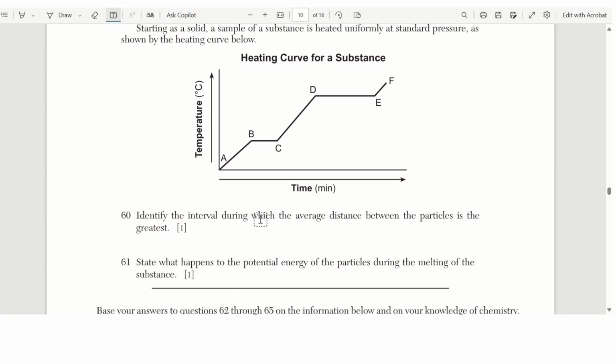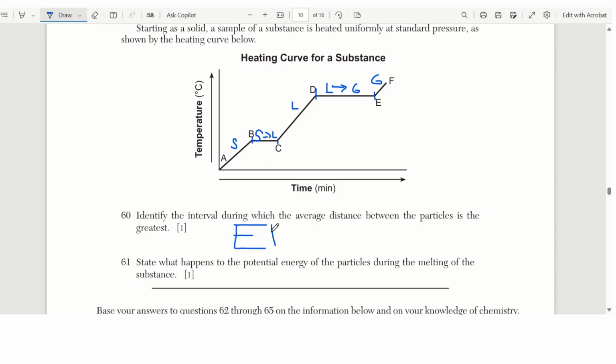60 and 61, identify the interval during which the average distance between the particles is the greatest. So let's look. This is a heating curve, right? So we have solid. That's solid warming up. We have melting. So melting started, melting ended. We have a liquid heating up. We have boiling began, right? And so it's turning to a gas. Boiling ended, and now in this last section, the gas is heating up. So where are the particles the furthest apart?